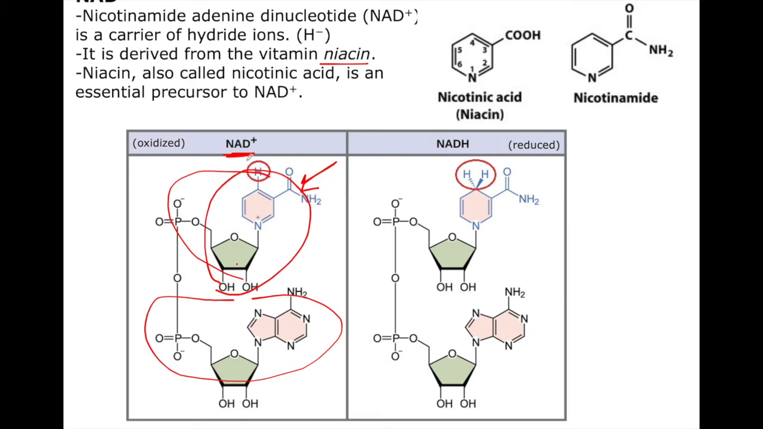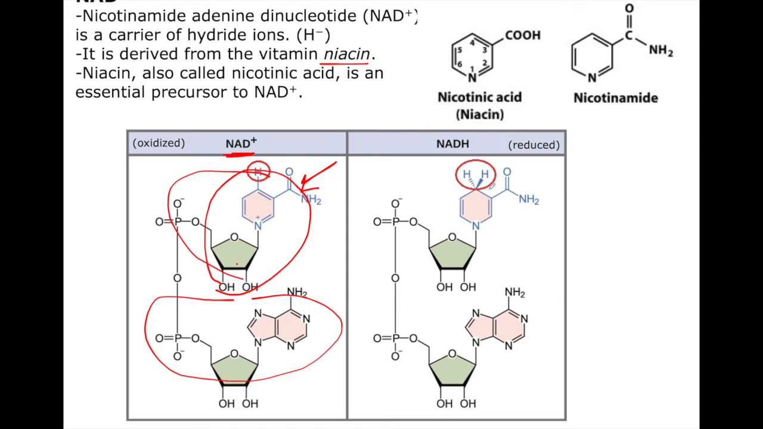Now, what is the role of NAD+? It has a very important role, and we're going to see this a lot in metabolism. It is an electron acceptor. If you look here, we have one hydrogen here. Over here in its reduced form, it has two hydrogens.